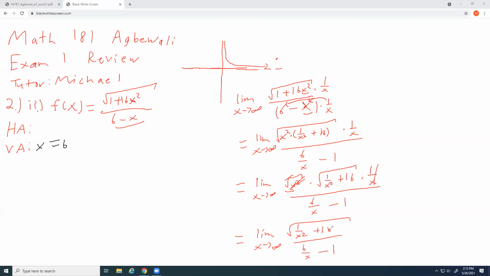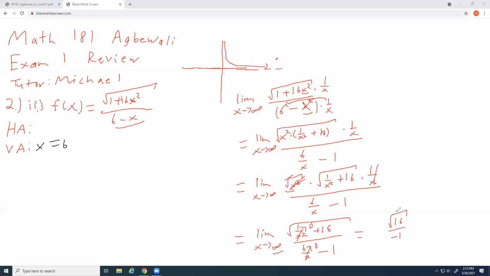And the nice thing about this is that once you do all the simplification, now we can plug in infinity or really big numbers. And if we plug in really big numbers for x when it's in the denominator, like when you have some constant divided by x and x is going to infinity, that's just going to go to 0. So this term goes to 0, and this term goes to 0. So we're just left with root 16 over -1.